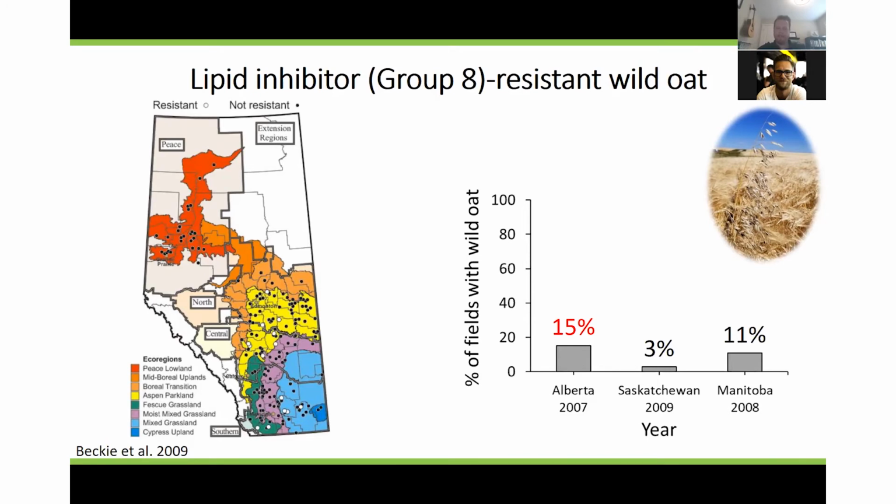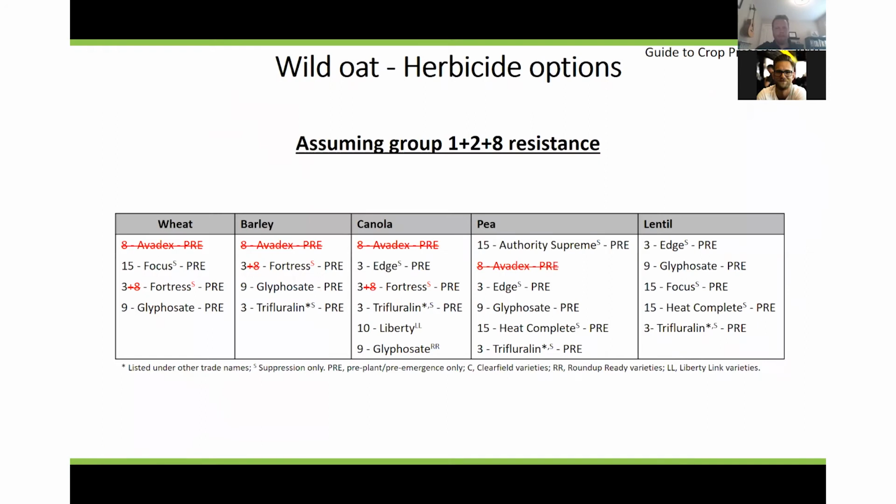And so Alberta was in the lead out of the 3 prairie provinces in that case. So I think there's a need to revisit this survey as well here in the near future to look at whether triallate resistance has increased over time, stayed the same, or maybe even decreased. So of course, we would lose efficacy with group 8 resistance in Avadex and partial efficacy in Fortress as well.